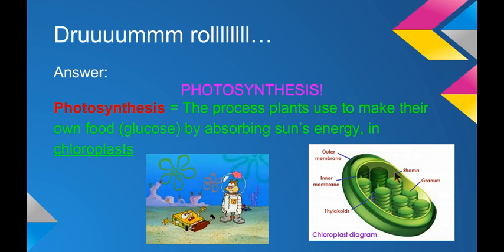Well, plants are special because they can do photosynthesis and we cannot. Photosynthesis only occurs in plant cells. It is the process plants use to make their own food, glucose, by absorbing the sun's energy. I'm pausing so you can copy this down.